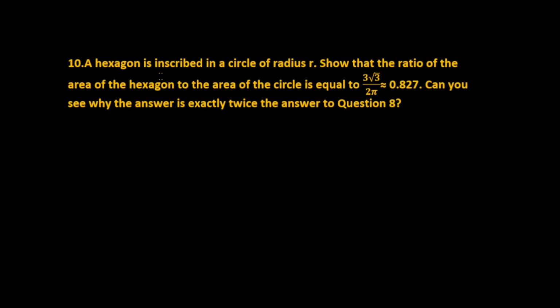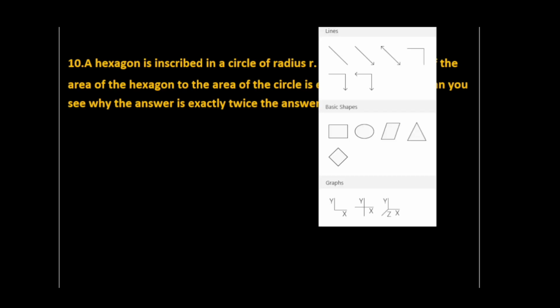10th question, a hexagon is inscribed in a circle of radius r. So that the ratio of the area of the hexagon and the area of the circle is equal to this. Once again, we need to find what is the relation between side of the hexagon and the radius. So take a circle.